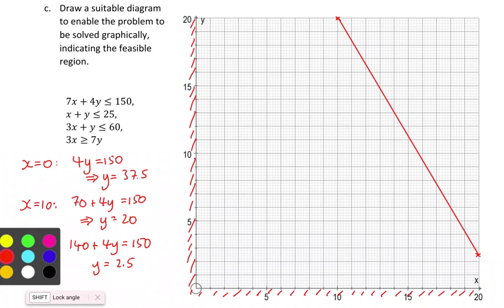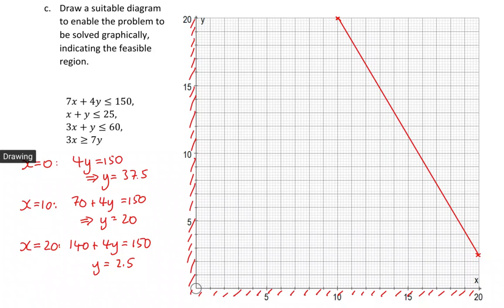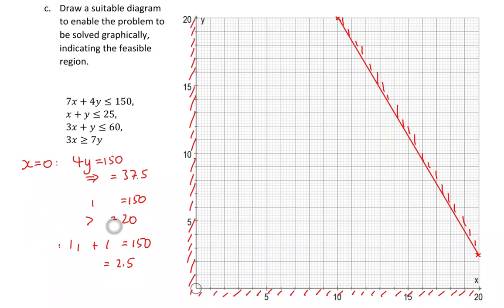Okay, that'll do. Right, now, which region should I shade? Well, if I try 0, 0, 0 plus 0 is less than or equal to 150, so that satisfies it. So 0, 0 is in the feasible region at the moment. So I'll shade the bit I don't want, like that. Okay, so we've got our first one. All right, give myself a bit of space.